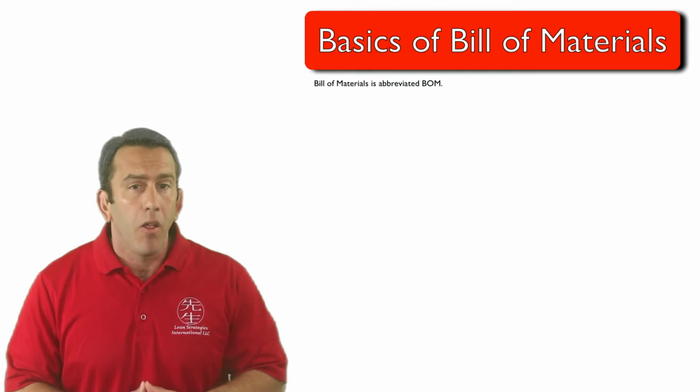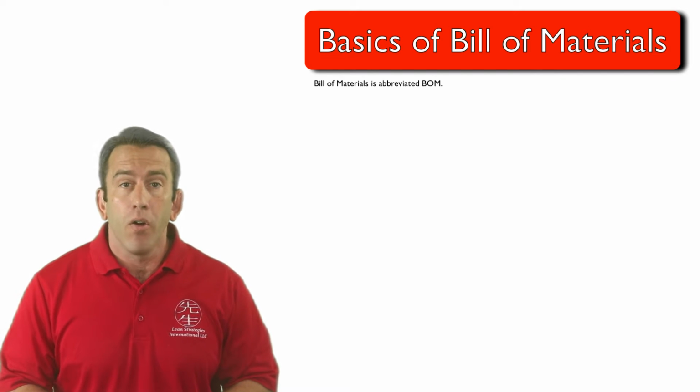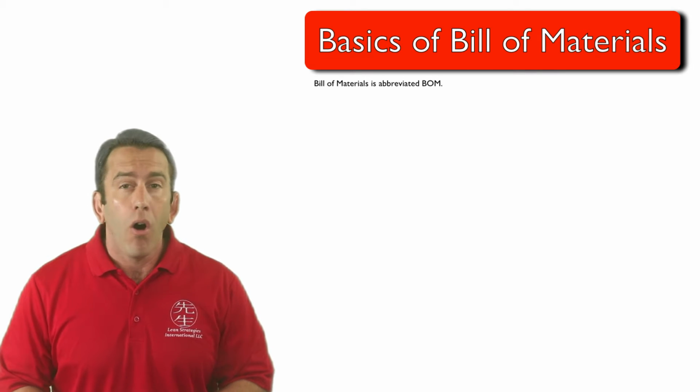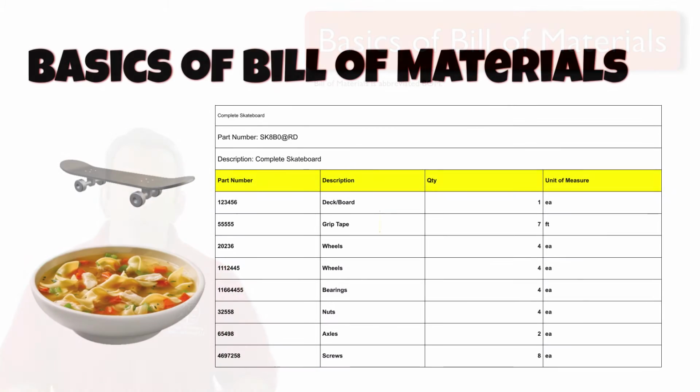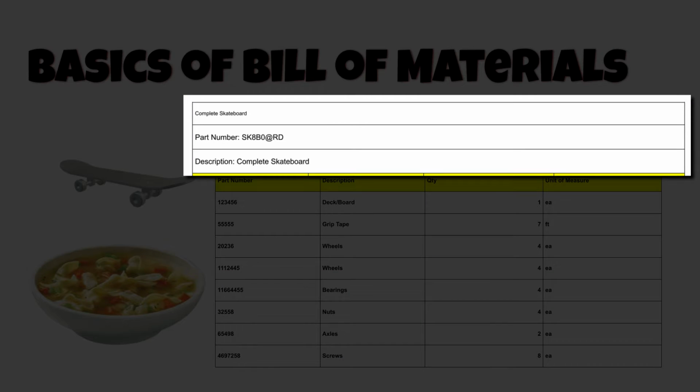There's some basic elements of a bill of materials that can apply to all BOMs. As you can see in this very simple example, a bill of material is a lot like an ingredients list when you are cooking soup. At the top, you will see the complete part, which in this case is our complete skateboard. This is the end item, or as we've already learned, an independent requirement.